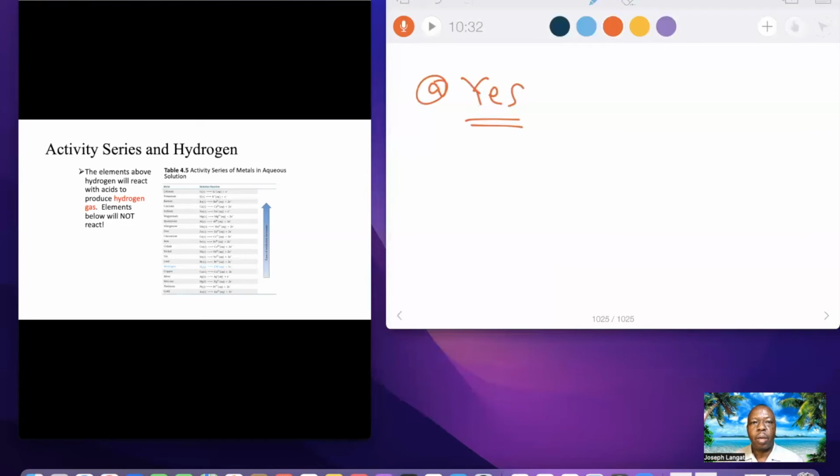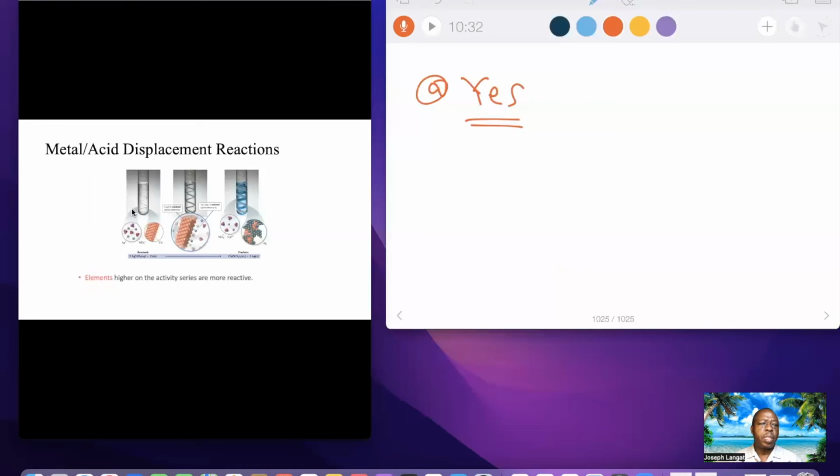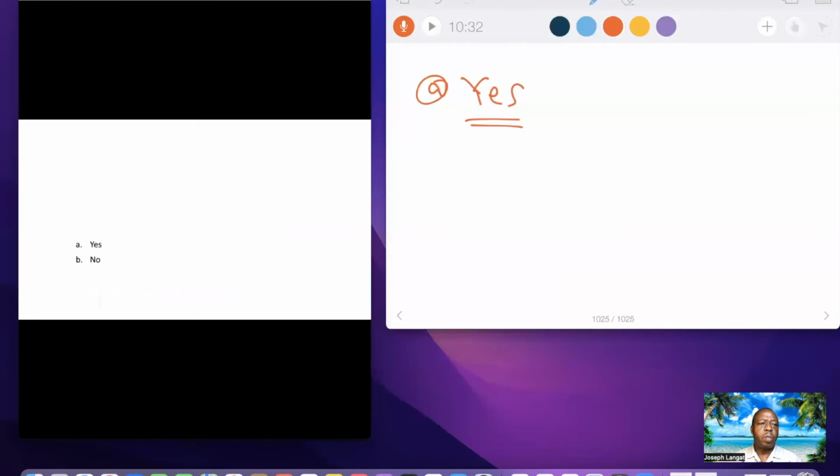Remember, acids react with active metals. Anything above hydrogen on the activity series will react with acid to produce hydrogen gas, and hydrogen gas is diatomic. Let's move on to section 5.5, and this is the unit of concentration.